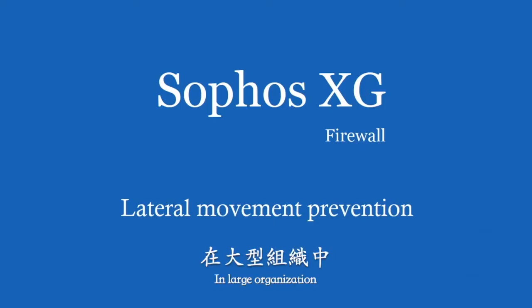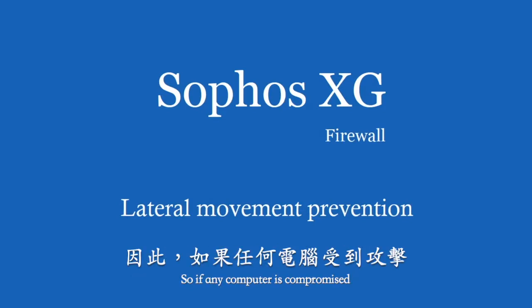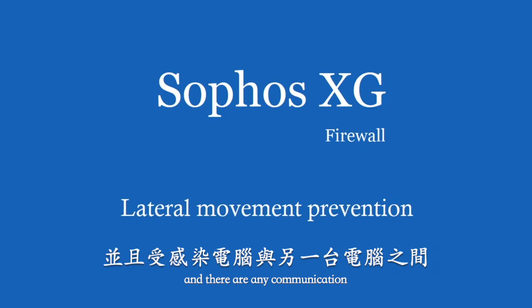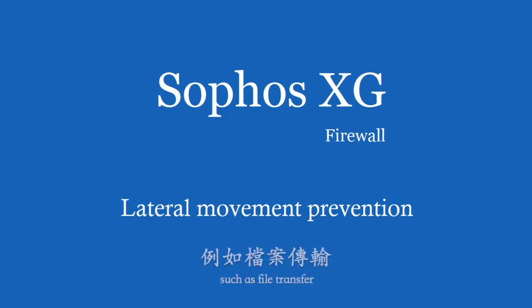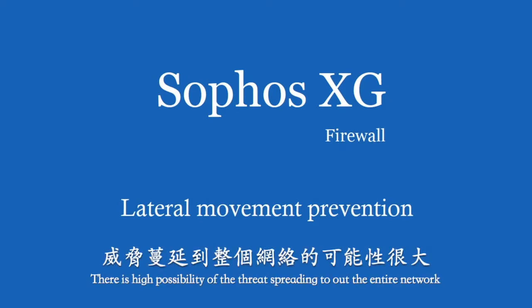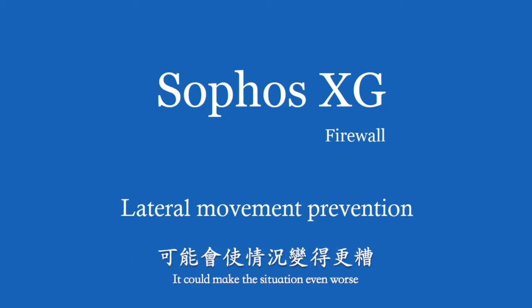In large organizations, there are many computers within the internal network, so if any computer is compromised, and there is any communication between the compromised computer and the other computers, such as a file transfer, there is a high possibility of the threat spreading throughout the entire network. If that threat is spread to an internal server, it could make the situation even worse.